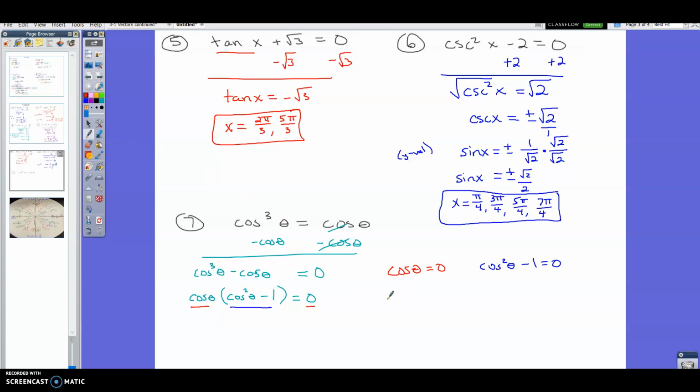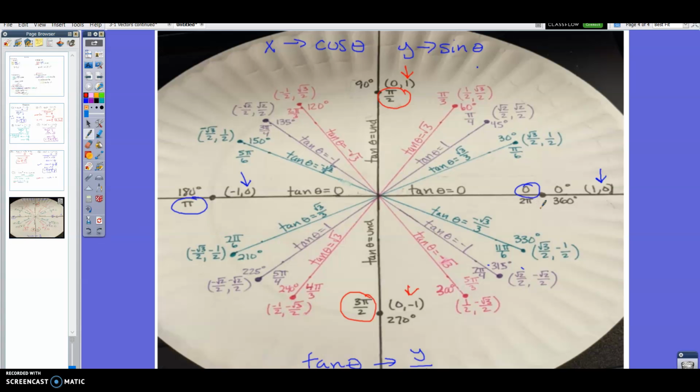So what we're doing is we're basically looking for x values that equal 0 for this one because it's already solved. So x values equal to 0. So that happens here at 3 pi over 2, and it happens here at pi over 2.